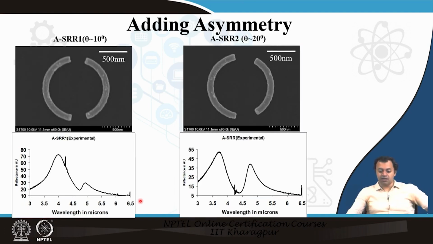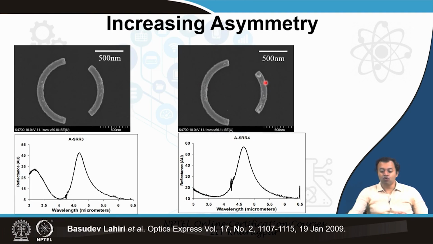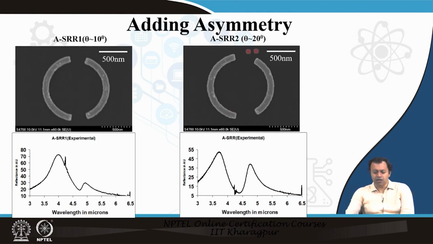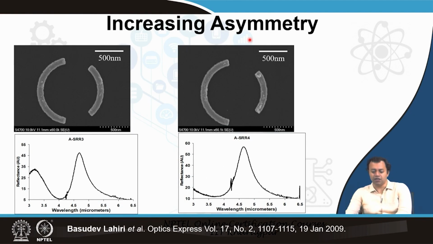In the previous case, the resonance responses were closer, not the same but similar. The response of this was affecting this, and the response of this was affecting this. But here there is so much dissimilarity in size that they do not talk among each other, they do not see each other and produce individual resonances. So, we are not interested in this or this, we are interested in this part, the so called asymmetric splitting resonator of a theta of 20 degree.